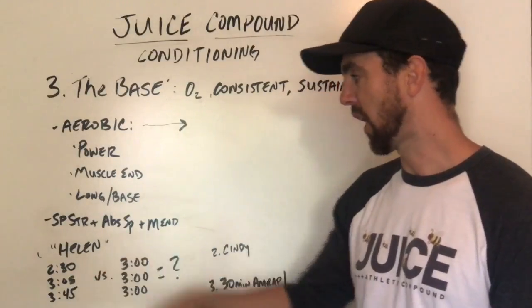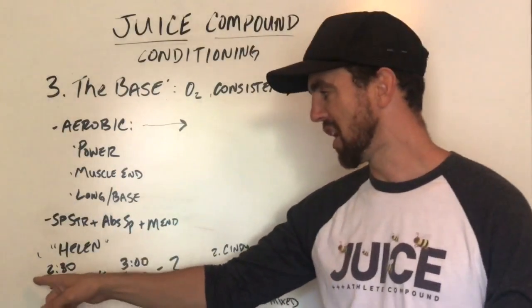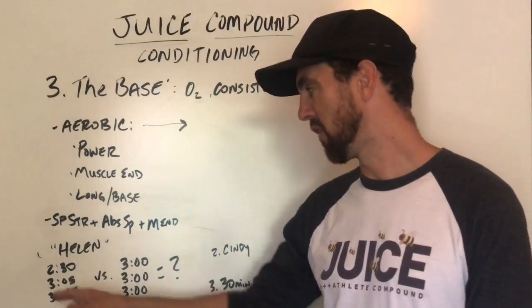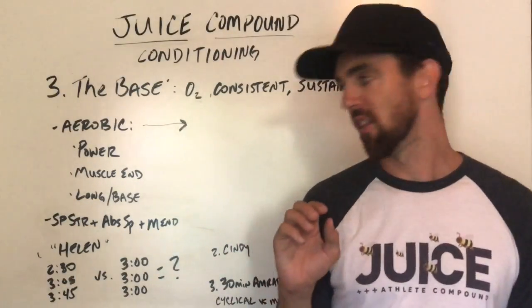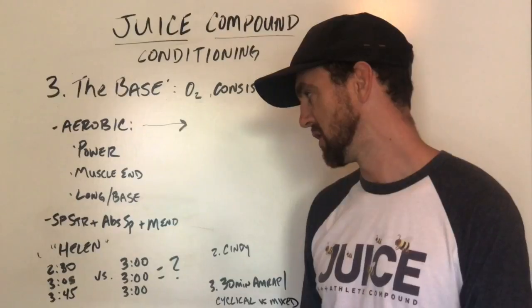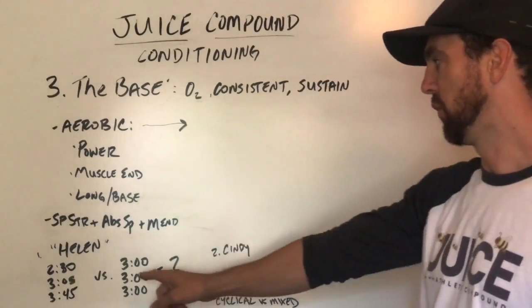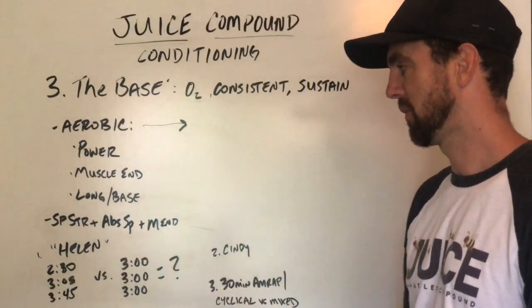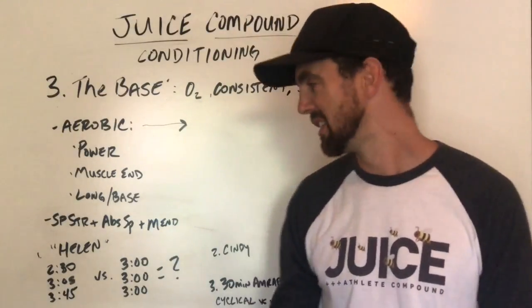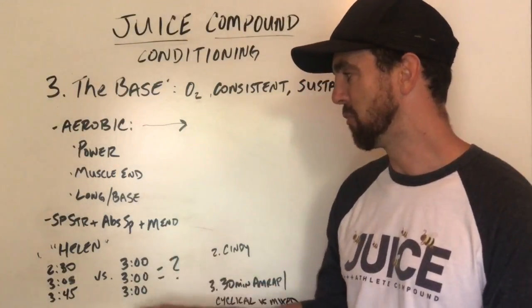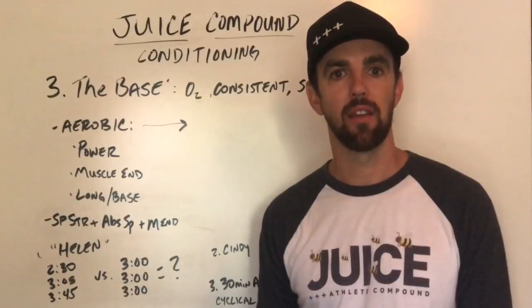I put 2 scenarios together. The first one, round 1 is done in 2:30. Round 2 is done in 3:05. Round 3 is done in 3:45. On this one, it goes 3 minutes, 3 minutes, 3 minutes. So who wins? This person does. They got it in 9 minutes, and the other person is about 9:20.